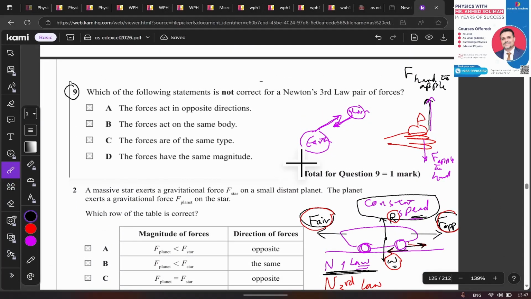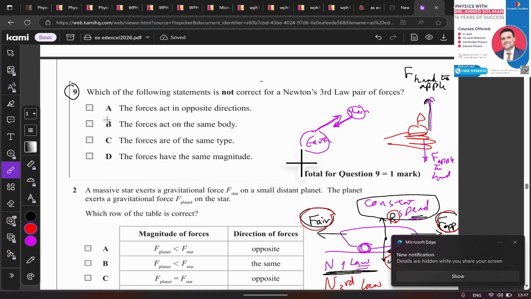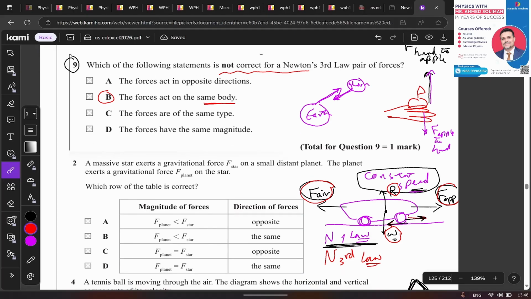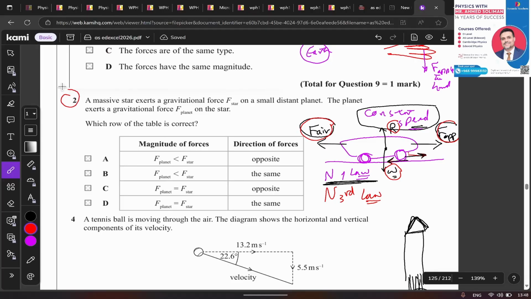Now we have the first question. I will ask Mirola to solve this question. B. Why did you choose B, Mirola? Because it's about two objects, not one. Yes, he said not correct for Newton's third law, and Newton's third law needs two objects, and he said the forces act on the same object. It means we have only one object.